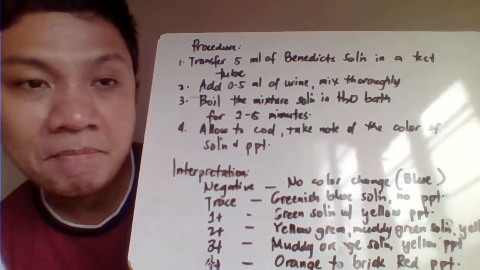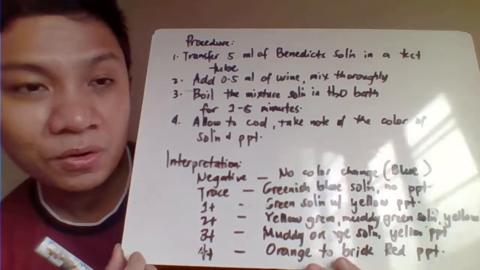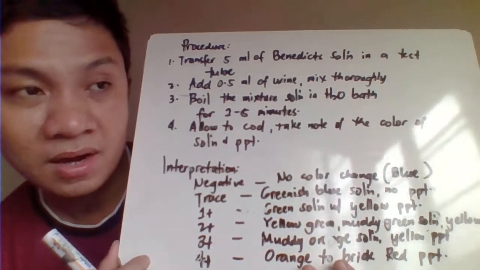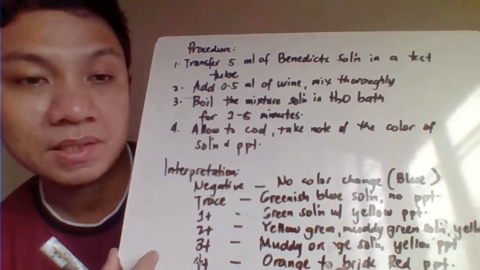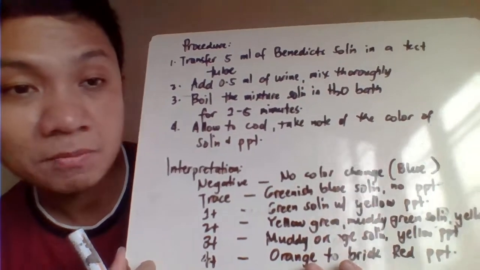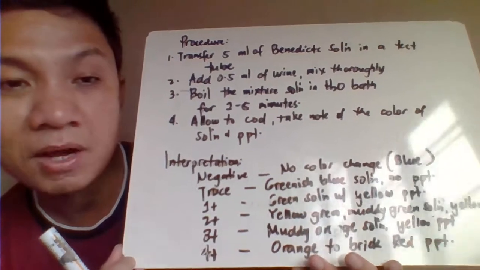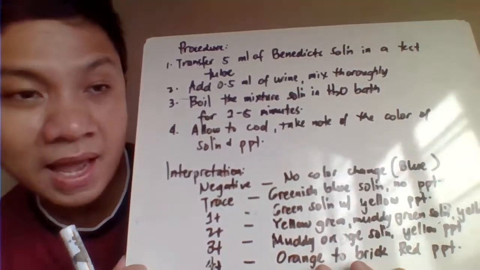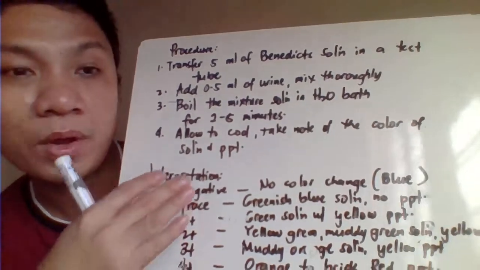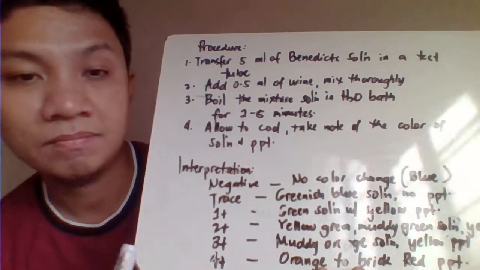But then again, if the Benedict's test is positive, we still need to rule out whether what's present is really glucose or other reducing substances. That's why our reagent strip is still needed. The reagent strip will always be specific for glucose because it uses the enzyme glucose oxidase. So you just need to correlate this with your reagent strip for the glucose determination. Okay, thank you.